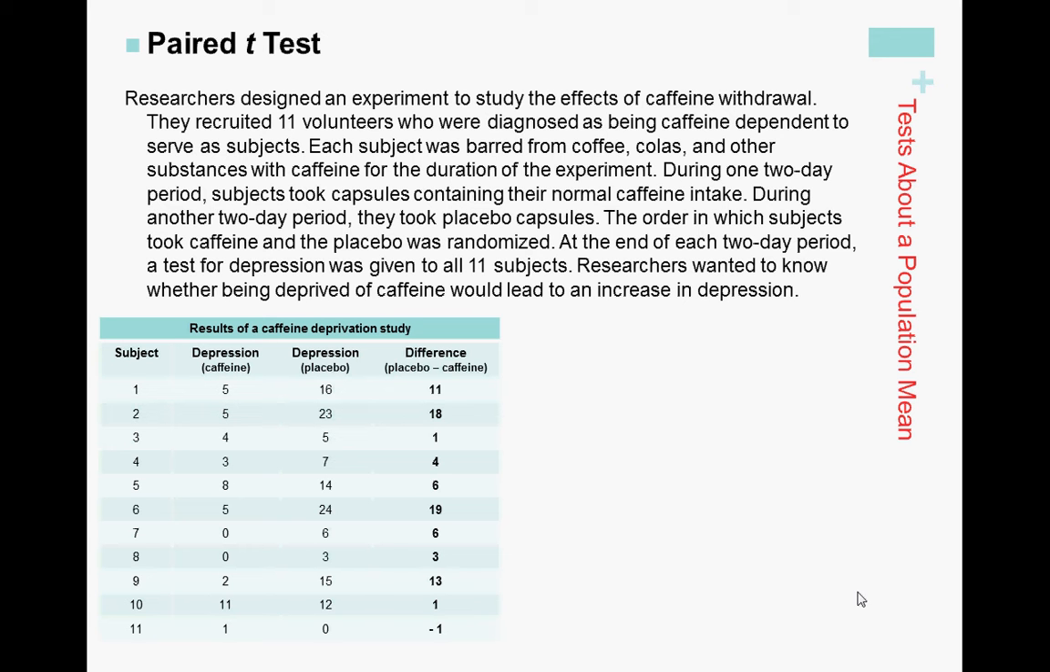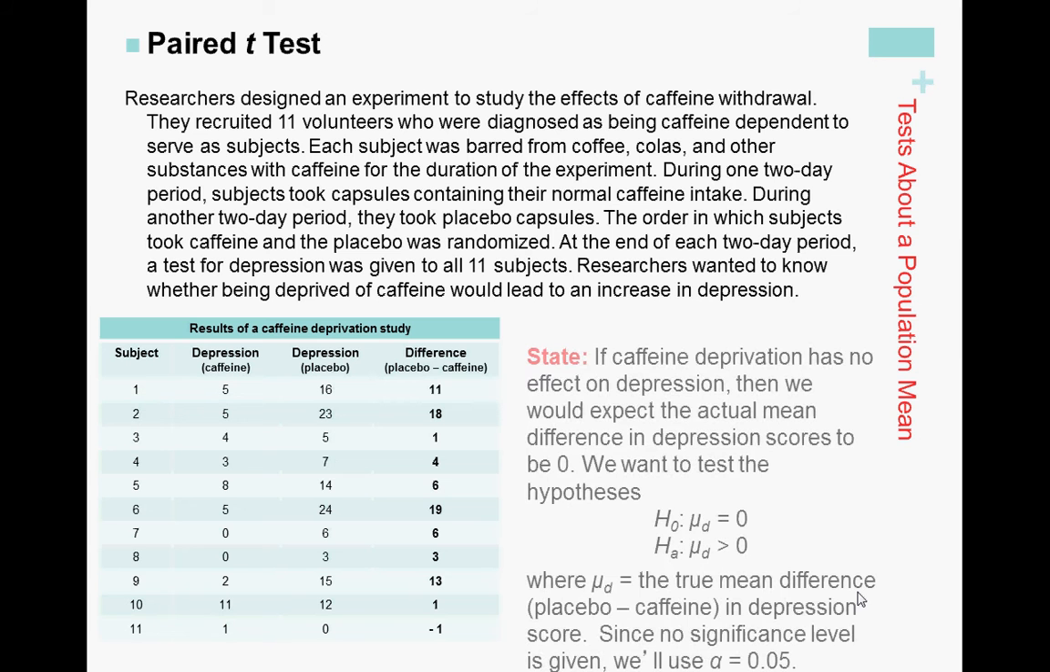We'll do our state. Our null hypothesis would be that there's no difference, meaning mu d is 0. And the alternative hypothesis would be that mu d is greater than 0, meaning that the depression increases when you have the placebo. So depression level with placebo is bigger than when you have the caffeine. And we'll use a significance level of 0.05.